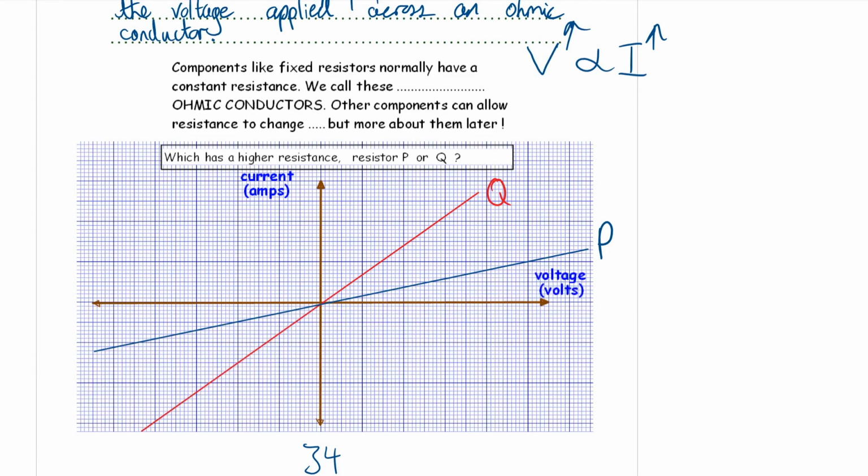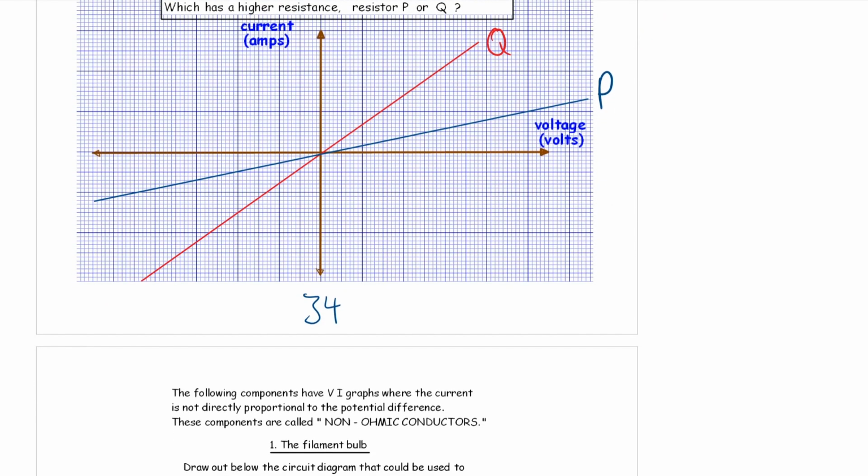And the question's this. I'm reading from above, I'll highlight it as I read it. Components like fixed resistors normally have a constant resistance. We call these ohmic conductors. Other components can allow resistance to change, but more about them later. So we'll be learning about components such as thermistors, whose resistance changes in a different way with temperature, or LDRs, light dependent resistors, whose resistance changes with light. Again, something to look forward to for later.